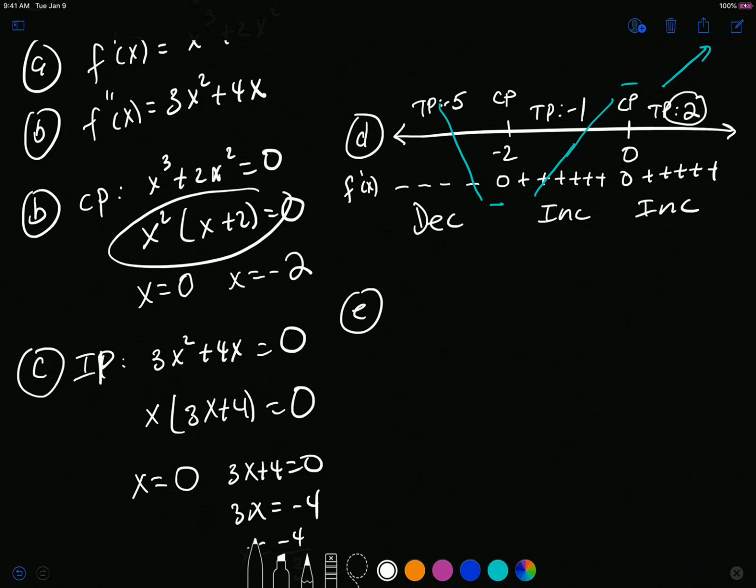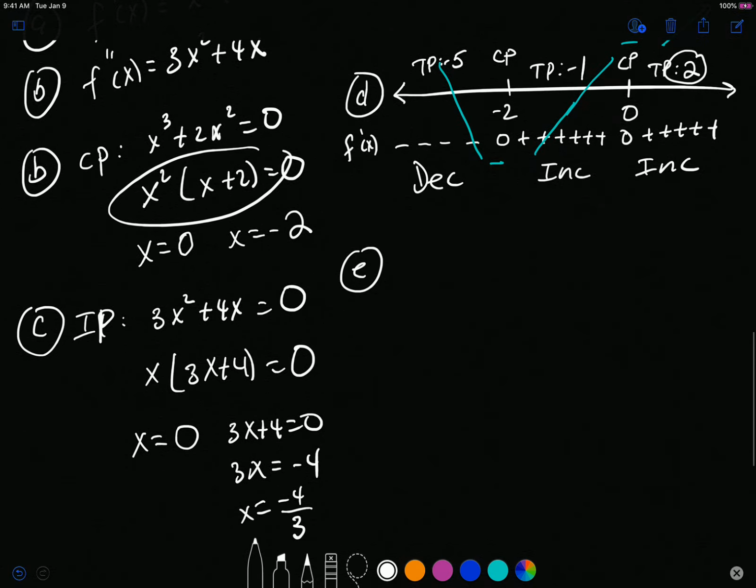So number E, sign chart for the second derivative. This graph goes through negative 4/3 and then 0. And this is on f double prime of x. This is an inflection point. This is the second inflection point.